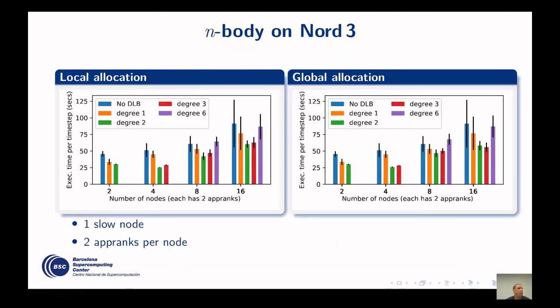For the n-body benchmark on Nord 3 with one slow node, we can see that it provides similar results on 16 nodes: 20% of improvement with respect to the baseline with a graph degree of 3. From the two applications, the conclusion is that the global core allocation achieved excellent improvement in load balance with an offload degree of 4.